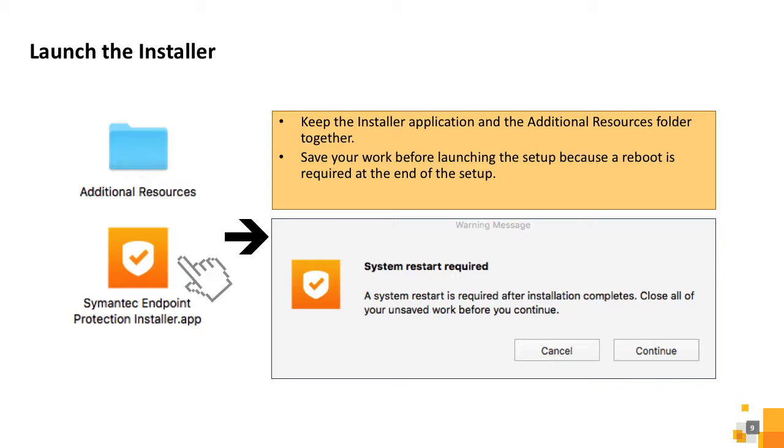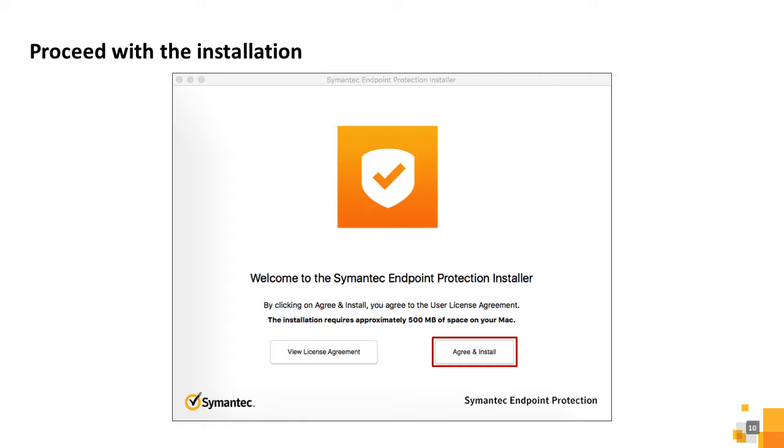Utility. The installer application notifies the user that in order to complete the installation, the Mac client will have to restart. Before continuing the installation, the user must ensure that all documents are saved and that no important tasks will be interrupted. Click Continue when there is no risk of losing unsaved work. Click Agree and Install to proceed with the installation.